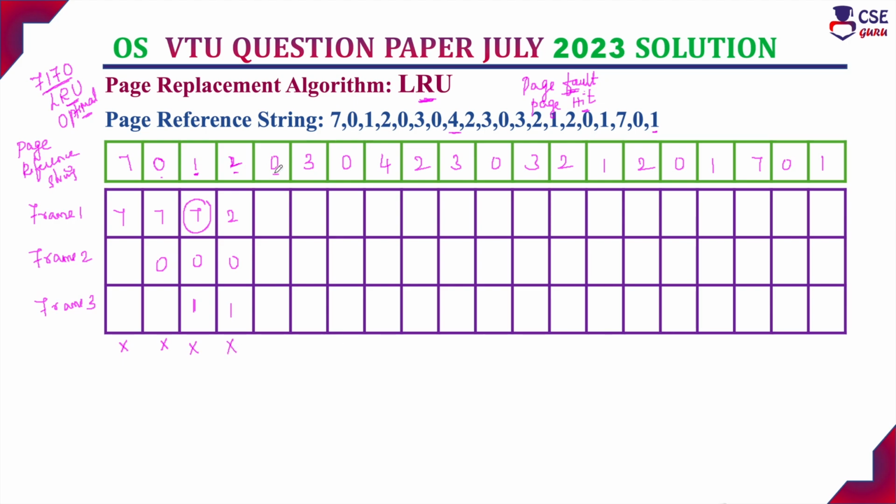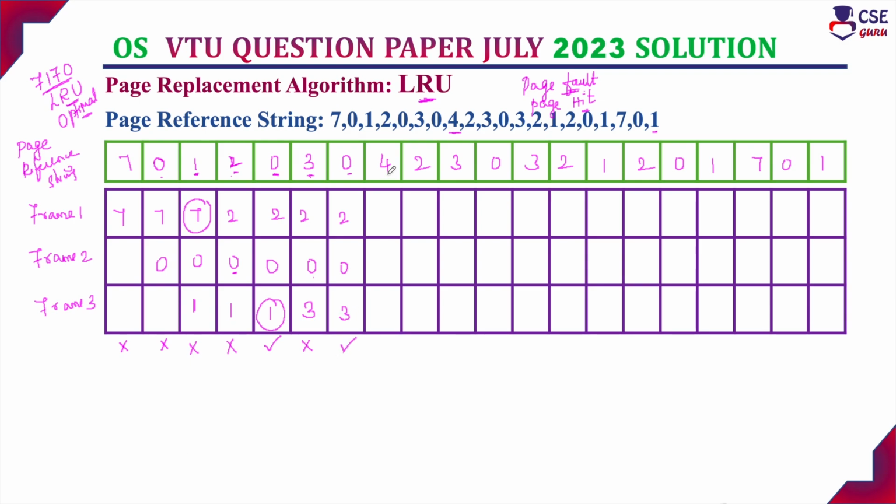And the next reference string is 0. 0 is available in frame number 2, so this will be considered as a page hit. No need to swap out or swap in. The page is available. The next reference string is 3. 3 is not available in any of the 3 frames, so you have to select the victim page. 0 you should not select, 2 you should not select. Least recently used is 1. So you should select 1 as the victim page to replace. So replace 1 with 3, and this is a page fault. Next reference string is 0. 0 is available in frame number 2, so no need to replace any page. This will be considered as a page hit.